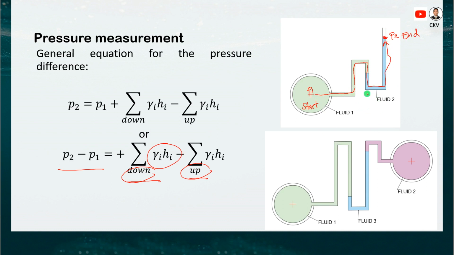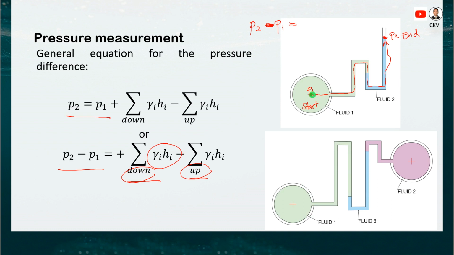So we have two fluids here. So we can rewrite P2 equals P1, or we can also use P2 minus P1. P2 minus P1 is equal to the sum of the product of unit weight and H. So, focusing on the manometer, we have two fluids here.